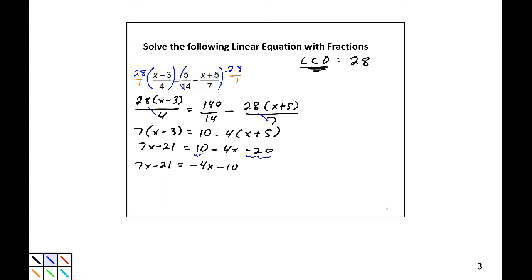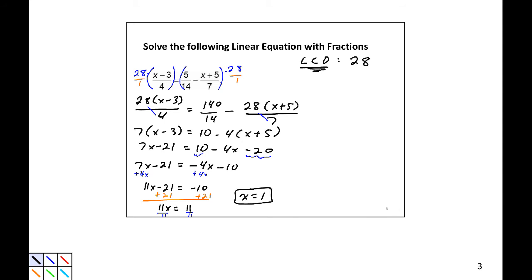I need all of my occurrences of x on the same side, so I'm going to add 4x to both sides. So that would be 11x minus 21 equals minus 10. I'm going to add 21. So I get 11x equals 11. And dividing by 11, we see that x equals 1.